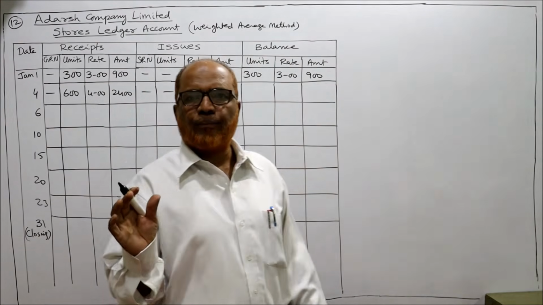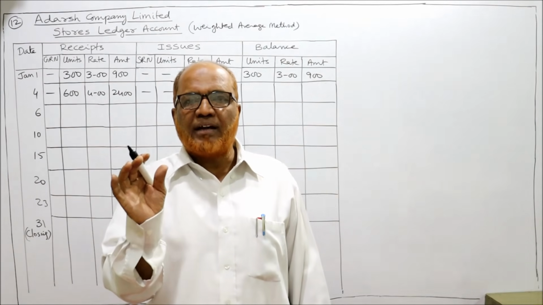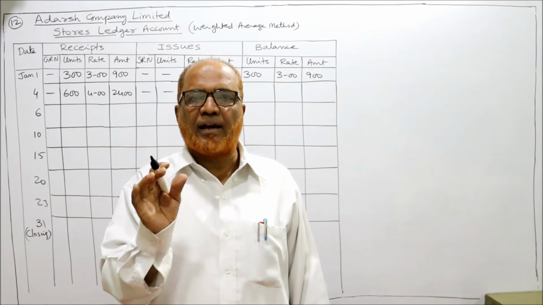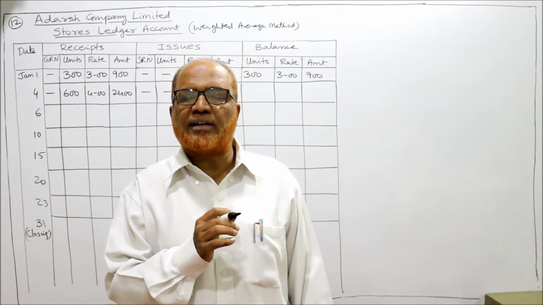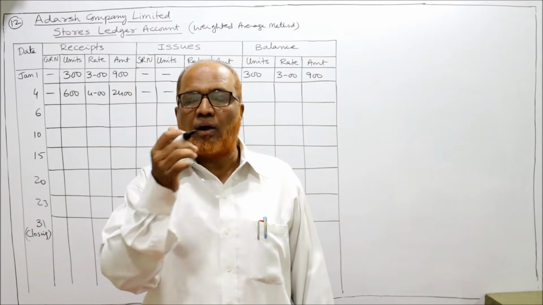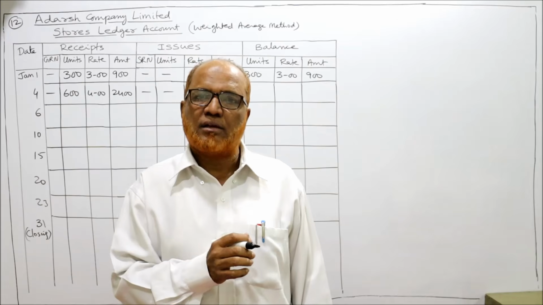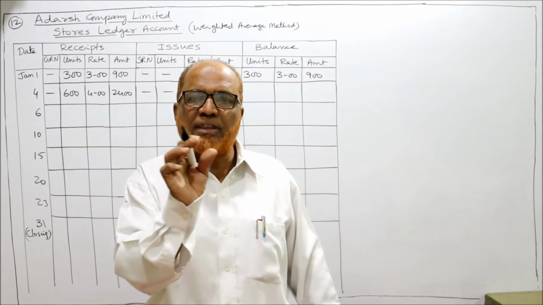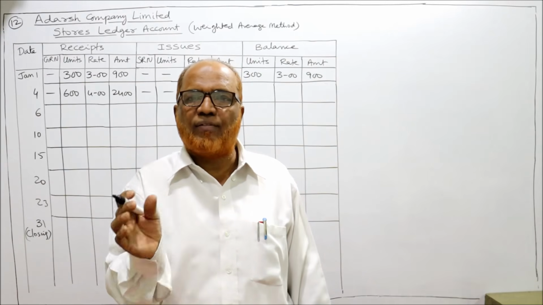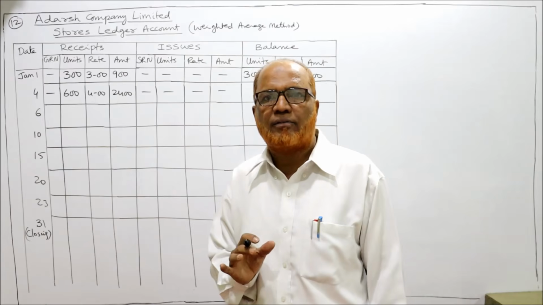Now we are following the weighted average method. In the weighted average method, we calculate the weighted average price. So how to calculate the weighted average price? Take the total of the amount divided by the total of units. So take the total; don't keep it separate. In Fifo method and Lifo method, we keep every lot separate. Here we are not keeping them separate. We are clubbing, we are adding.